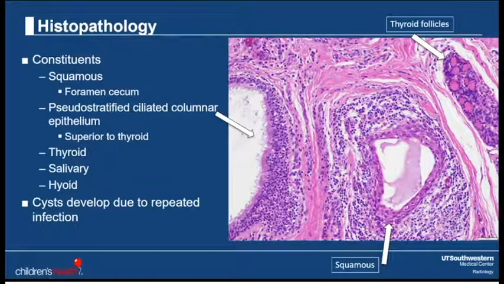Histopathologically, we can see pseudostratified ciliated columnar epithelium superior to the thyroid gland. At the level of the foramen cecum, we tend to see squamous epithelium. We can also see thyroid tissue, as demonstrated here by thyroid follicles. We can also see salivary and hyoid tissue. These cysts develop due to repeated infection and secretions within the thyroglossal duct.